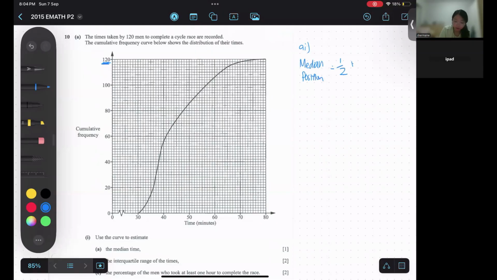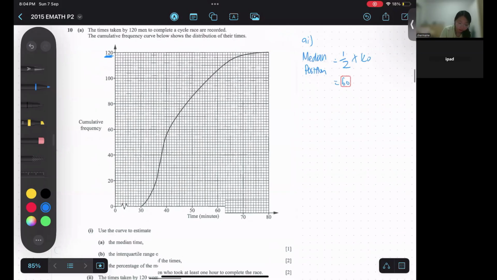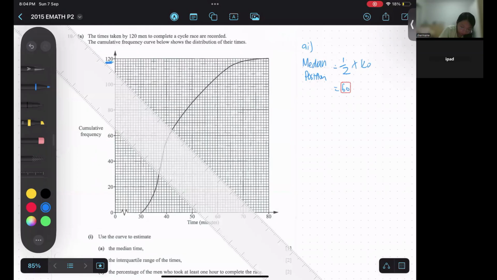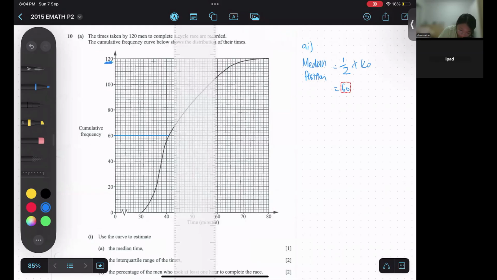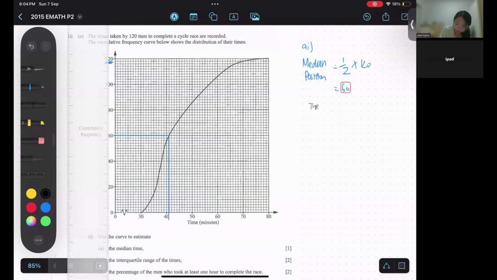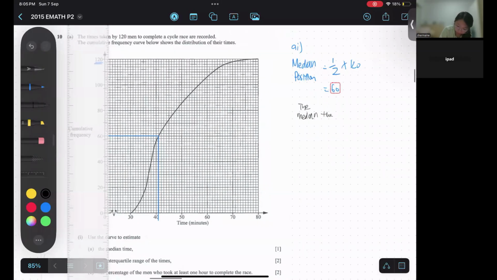Half times 120, you have 60. So at the 60 mark, bear with me a bit, 60. Yeah, 41. So the median time is 41 minutes. Okay, so that is for part 1.